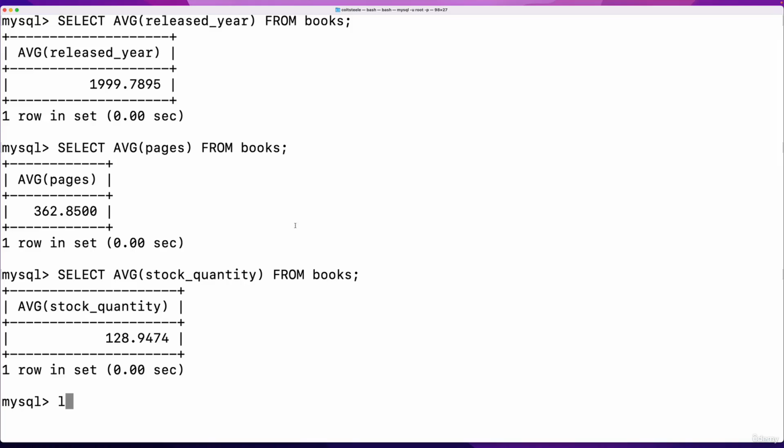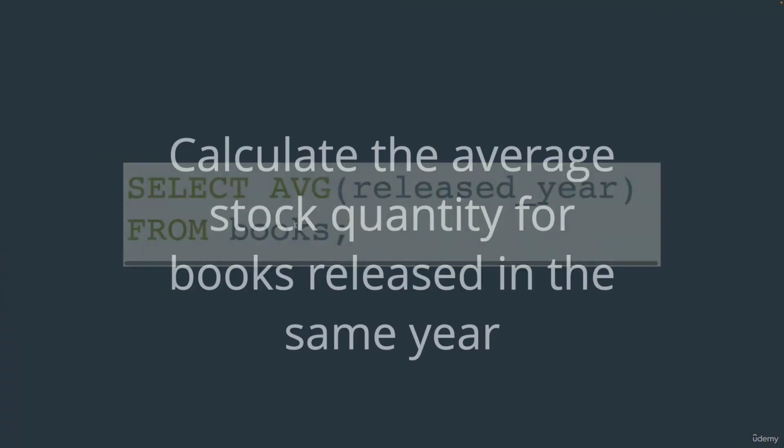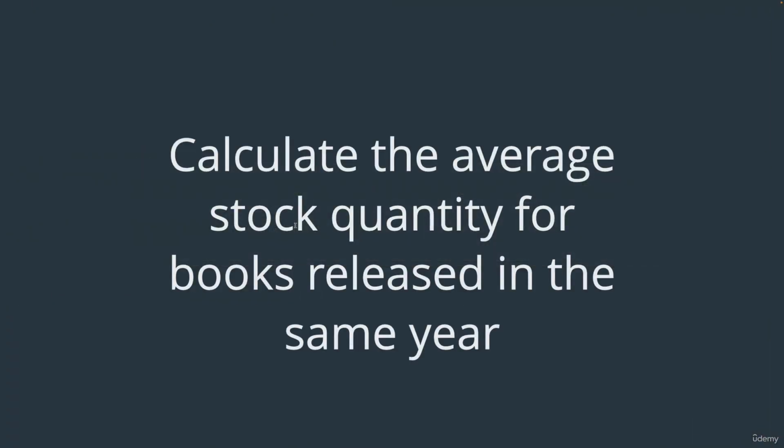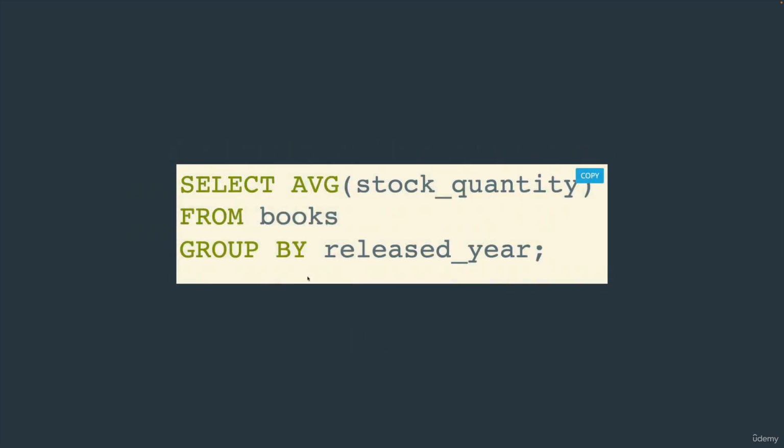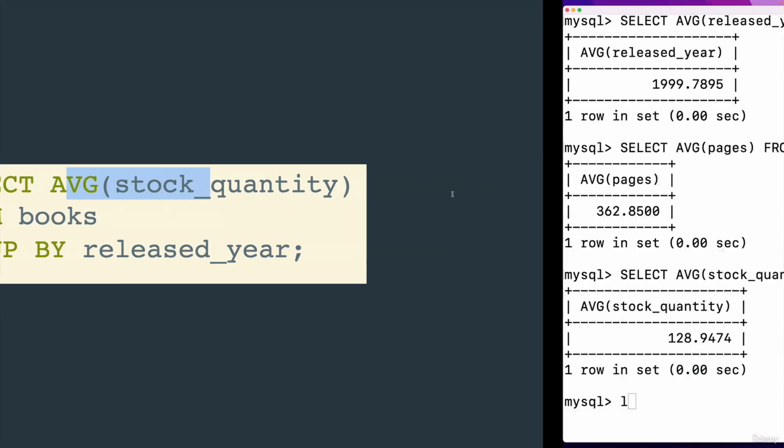Or how about the average stock quantity? 128.9474. Okay, but of course, we can also use GROUP BY and do things like calculate the average stock quantity for books that have been released in the same year. So how would we do that? We would group by released year and then select the average stock quantity.